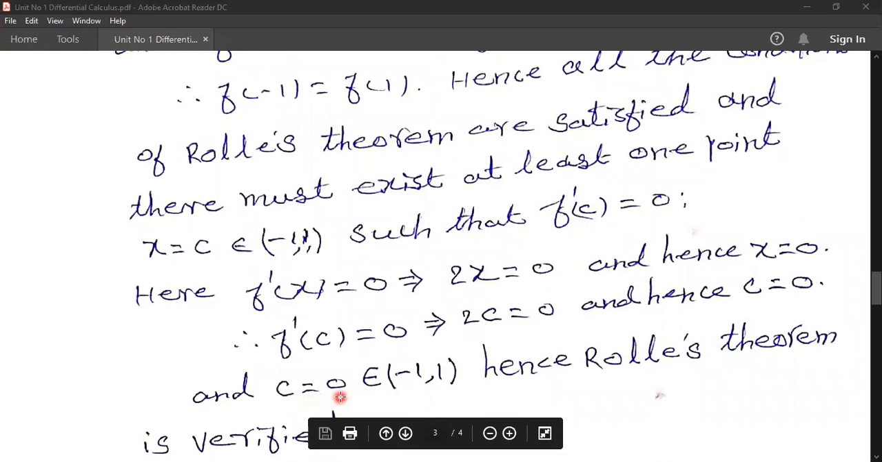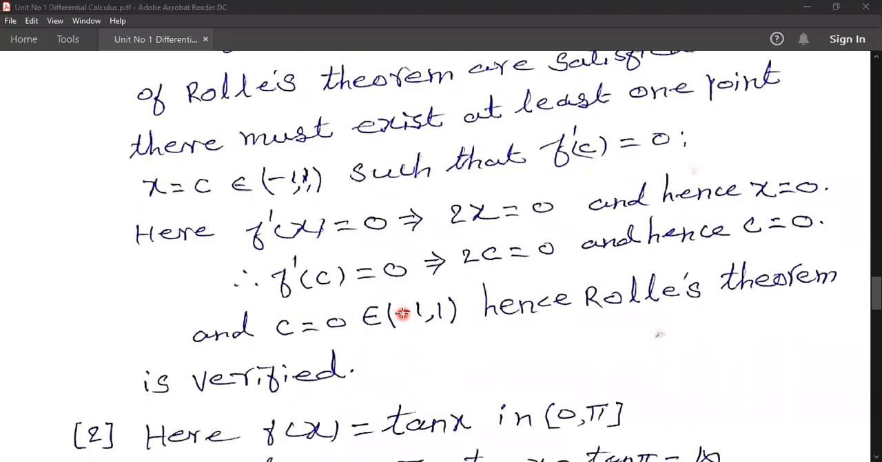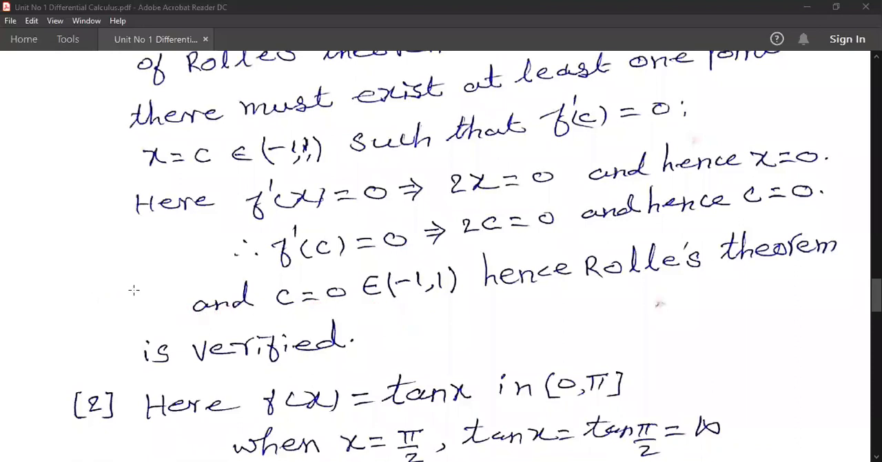Now, c equal to 0 belongs to the open interval minus 1, 1. Rather, this is the origin; here this is minus 1 and this is plus 1. So there exists at least one point c equal to 0 in this case, and hence all the conditions of Rolle's theorem are satisfied, and the Rolle's theorem is verified for the given function f of x equal to x squared in the interval minus 1 and 1.